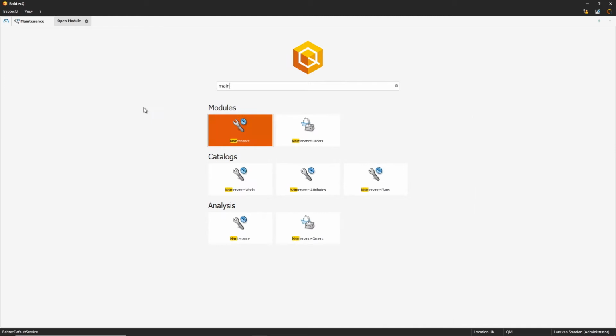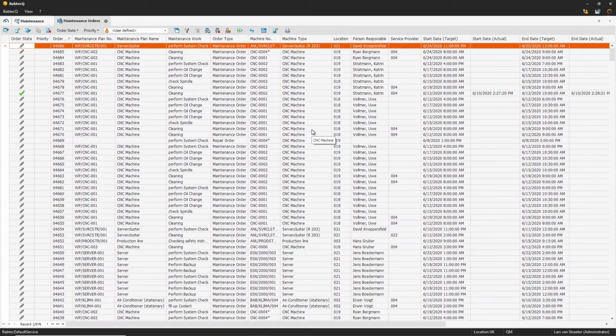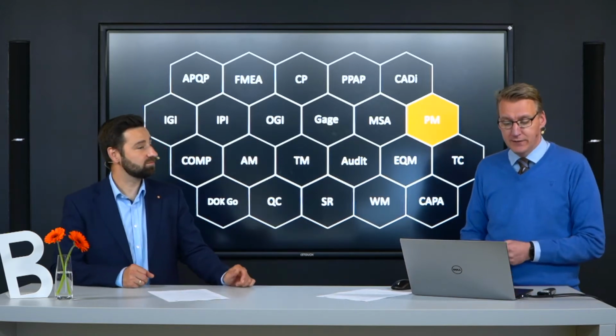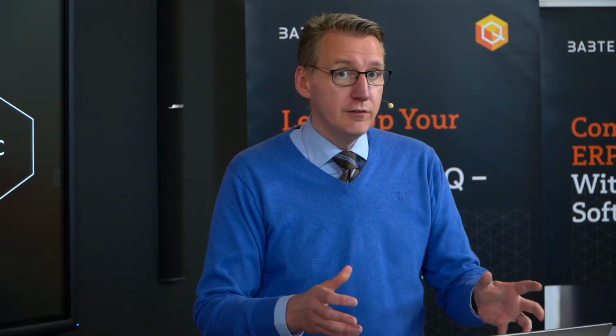To take a look at the inspection orders, I will now go back to our list of modules, search for maintenance again, and you can see here there's another module called maintenance orders. When I start this module, you receive a list of all the orders that are currently inside the Babtec database. Now we have different order states, from planning, from archived orders, or for orders that are currently running. So it's a complete overview here.